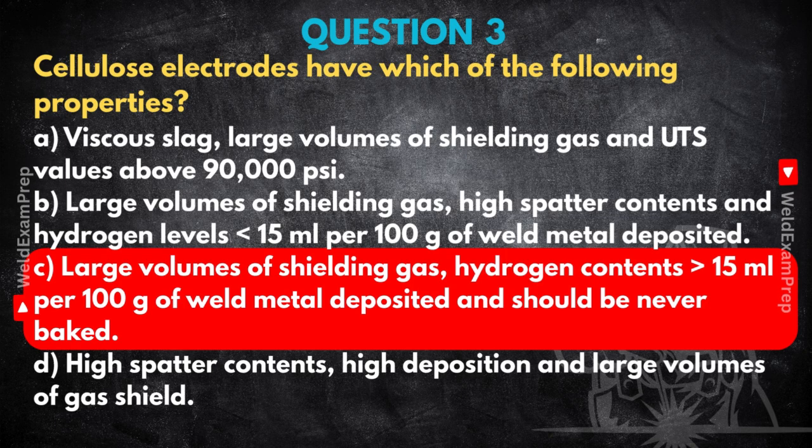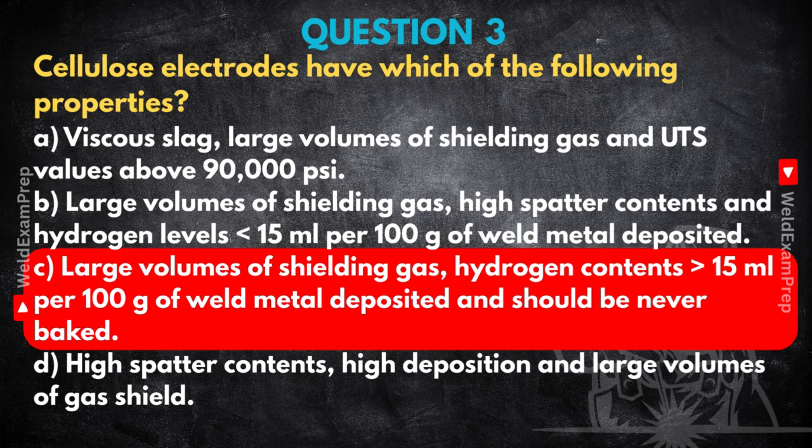Baking cellulose rods doesn't lower the hydrogen in a useful way. It destroys the coating's characteristics. You lose the arc stability, the penetration, the gas shield. You just end up with poor welds. It shows a fundamental misunderstanding of how they're designed to work. So yeah, that never bake rule is non-negotiable for quality. Absolutely. It's not just exam trivia. It's job site safety and quality.